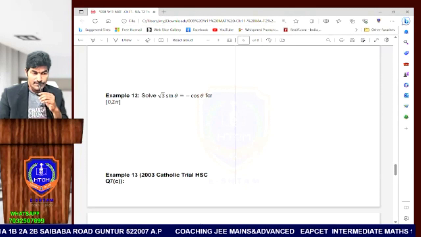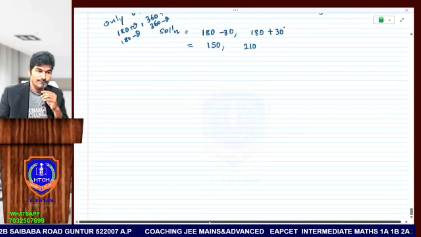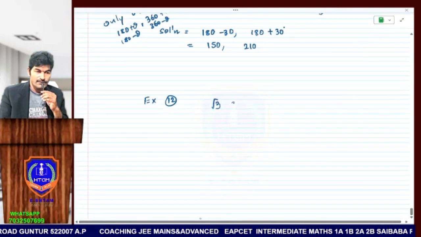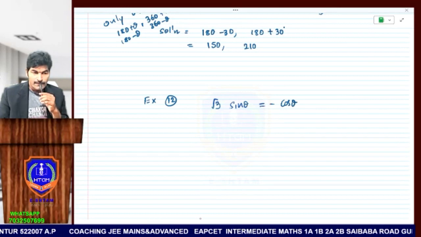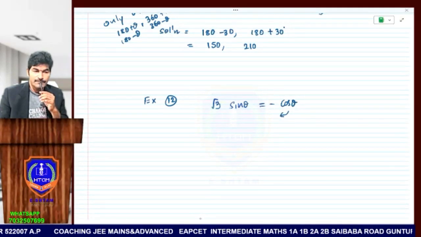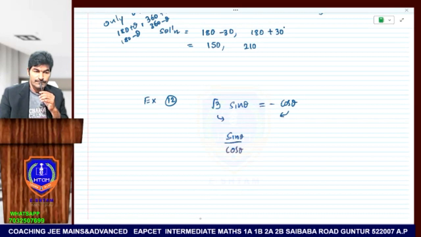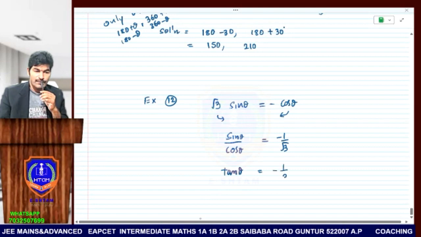Example 12. Root 3 sine theta equal to minus cos theta. So you can move this cos theta and this number root 3, both you should move. Then it will be sine theta by cos theta equal to minus 1 by root 3. Sine theta by cos theta is how much? Tan theta equal to minus 1 by root 3.